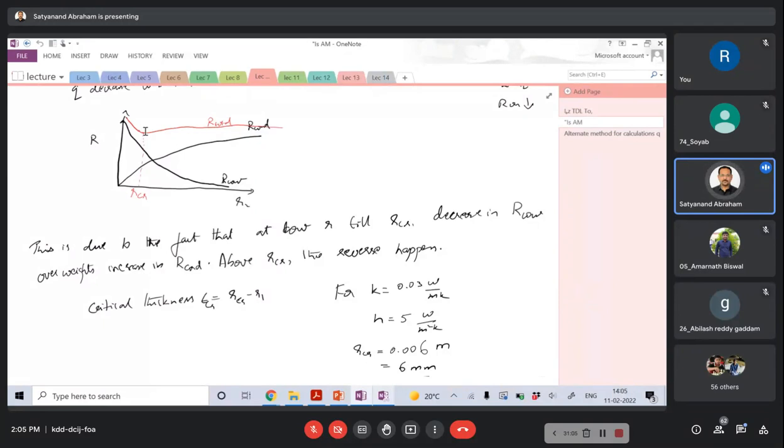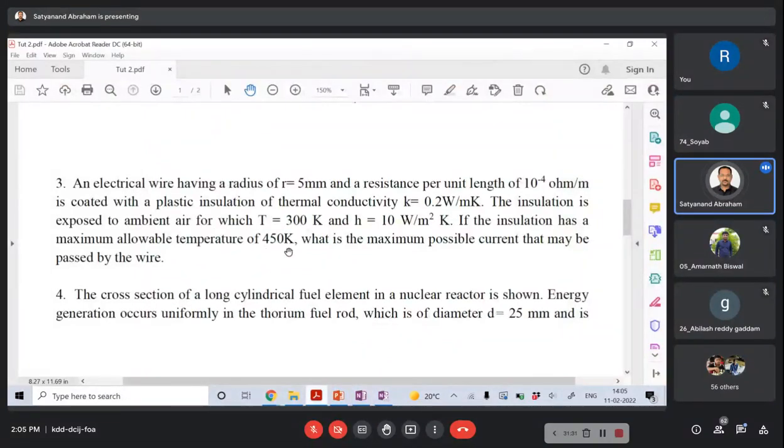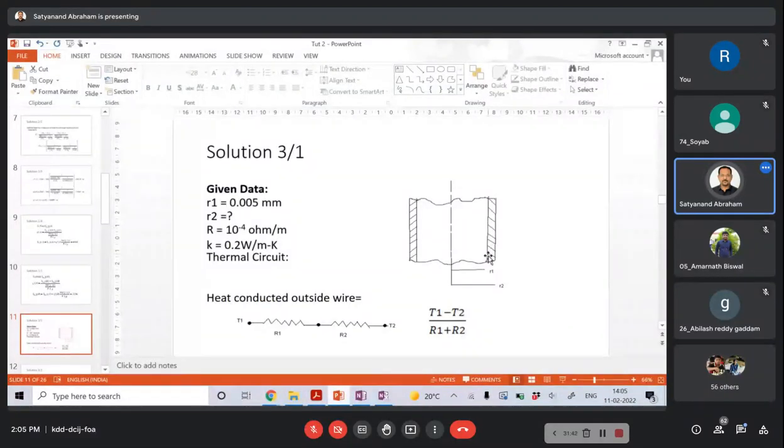Okay. Yeah. So we said that for a thermal insulation, we need to put the radius much above the critical radius, because at the critical radius the heat transfer to the ambient is going to be maximum. But in this particular question, we are talking about an electrical wire, and we are saying the insulation should have a maximum temperature of 450 or something.